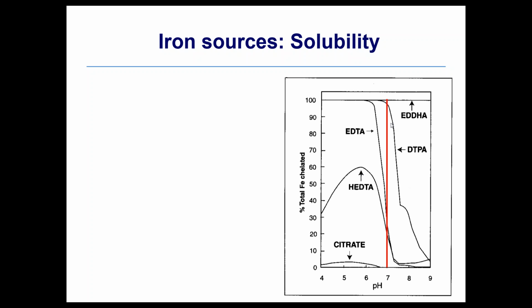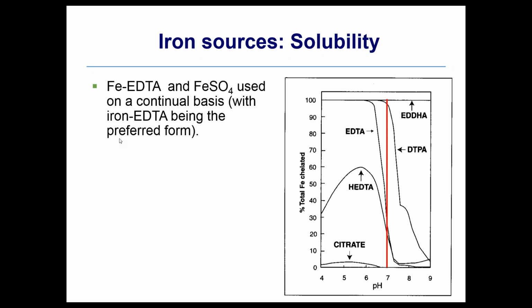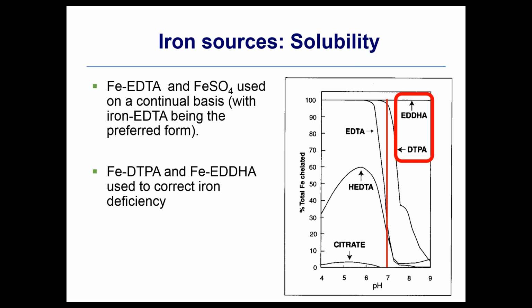And then the other form that we use in our industry is iron DTPA, which is, again, more available at lower pH, and the availability decreases as the pH increases. Most of the fertilizers that we buy that have all the elements usually contain iron EDTA because it's a more inexpensive source. And some of them contain iron sulfate, but iron EDTA tends to be more of an available source and more soluble. Iron DTPA and EDDHA, they're a preferred form if you want to correct iron deficiency.